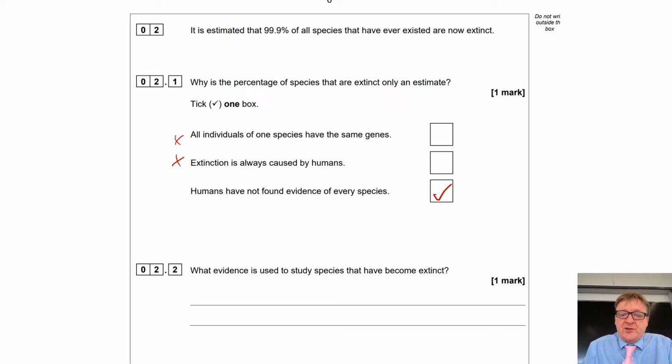What evidence is used to study species that have become extinct? So when we're looking at extinction, there's only really one piece of evidence, and that is fossils. There's no YouTube back then, and all those different things. So it's fossils out of rocks, and that gives us an idea about what animals were around at the time.